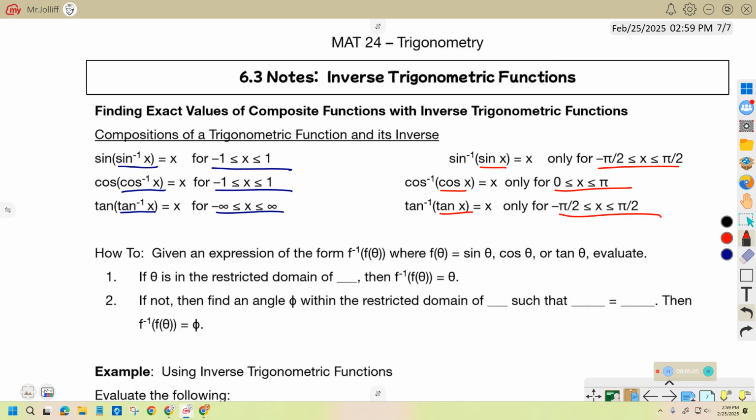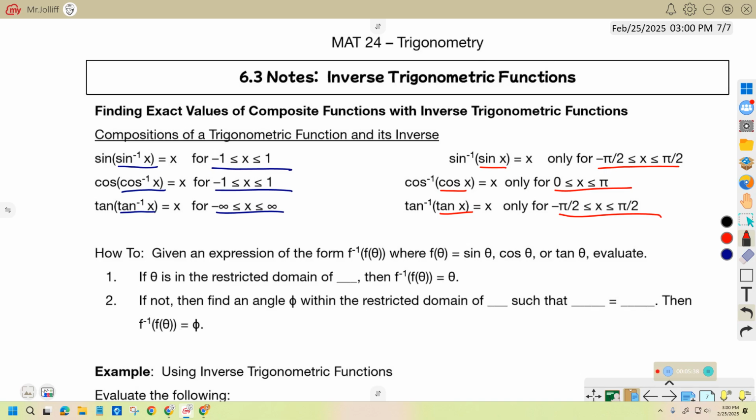On the left side, the inner function is the inverse function. And the domain of sine inverse is the range of sine, -1 to 1. Same for cos. The domain for cos inverse is the range of cos, -1 to 1. Same for tangent. The domain for tan inverse is the output for tangent, -infinity to infinity.